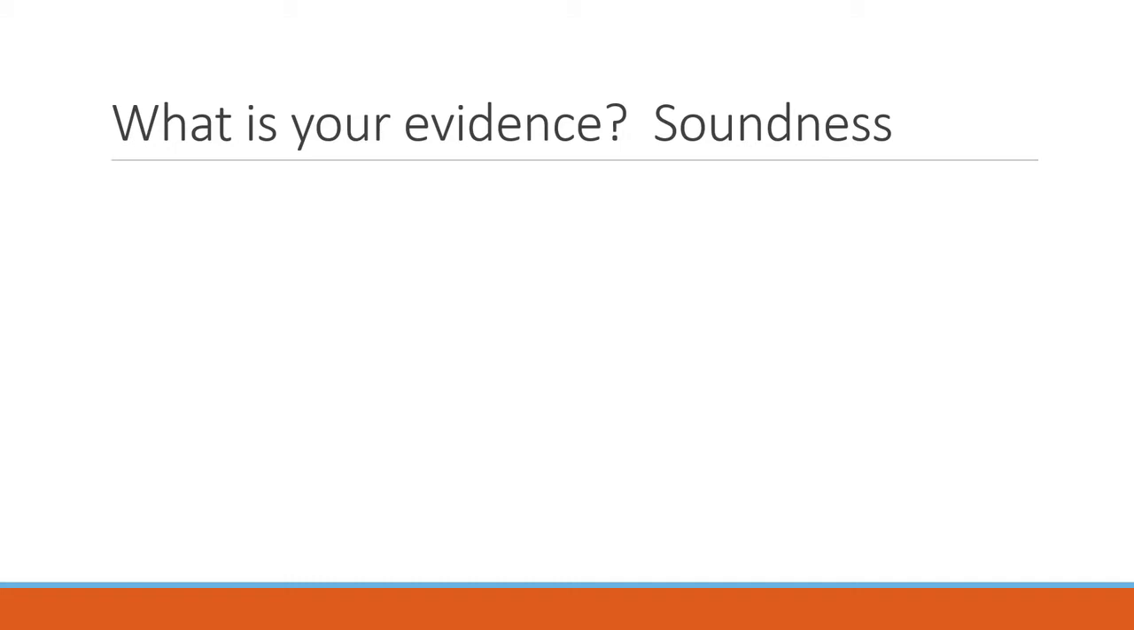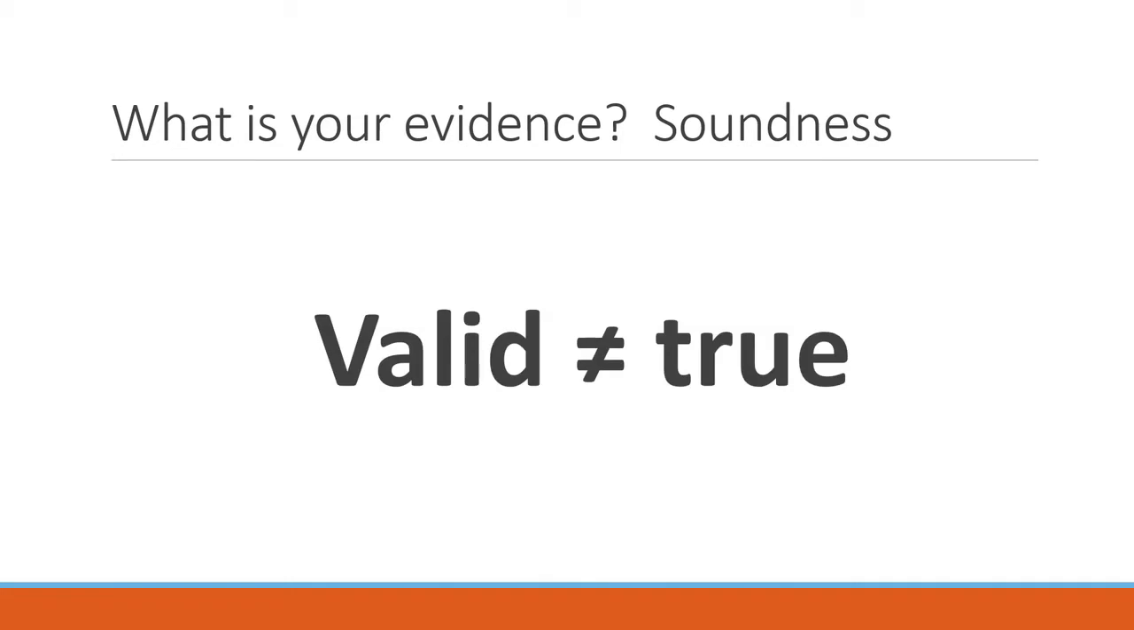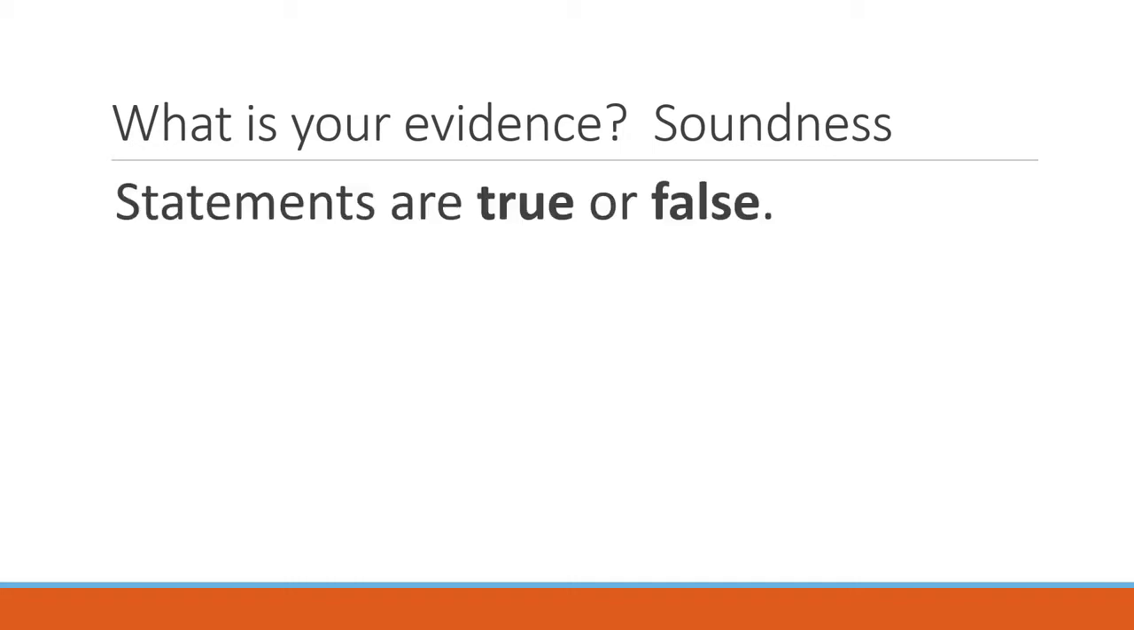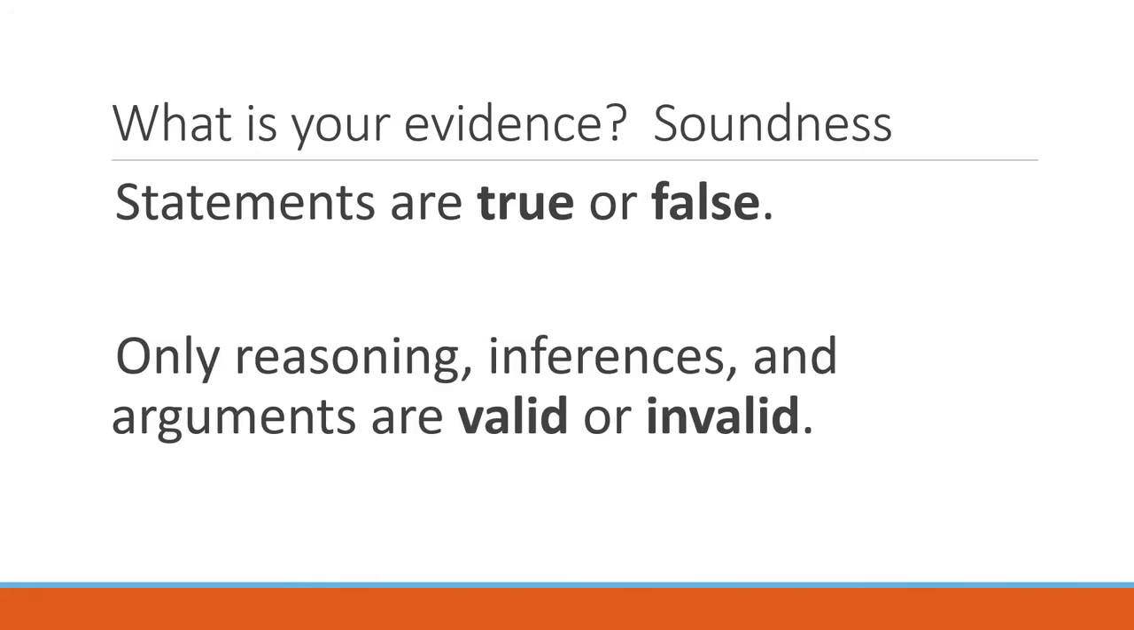Okay, so to review a little bit of what we've just gone over when it comes to the concept of soundness. First, we want to think about validity. We want to not confuse validity with truth. Statements are true and false. Only reasoning and inferences and arguments are valid and invalid. Validity and invalidity have to do with the logical connection between the premises and the conclusion. Most of what we're going to learn in logic is going to be about validity, about how to figure out and prove that an argument is valid or invalid.